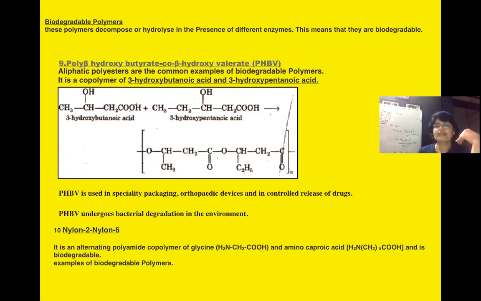Second biodegradable is nylon 2, nylon 6 together, you'll see. It is an alternate polyamide copolymer of glycine and caproic acid. You need to know only monomers. Reaction is not there. Glycine and aminocaproic acid. These two things you need to learn.